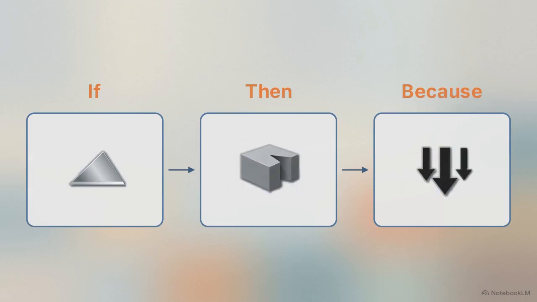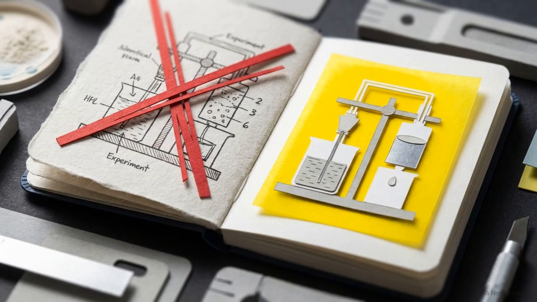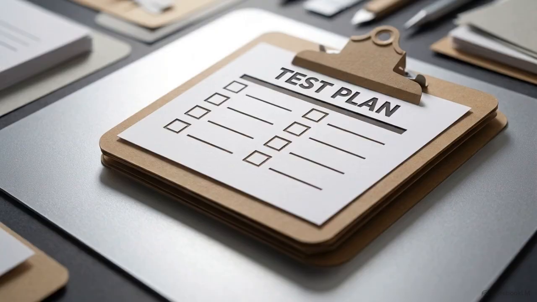The value of a hypothesis is not dependent on being correct. Proving an idea false is actually a success because it eliminates an incorrect path and provides new data to refine the search. This structured prediction provides the exact plan for the fair test that follows.